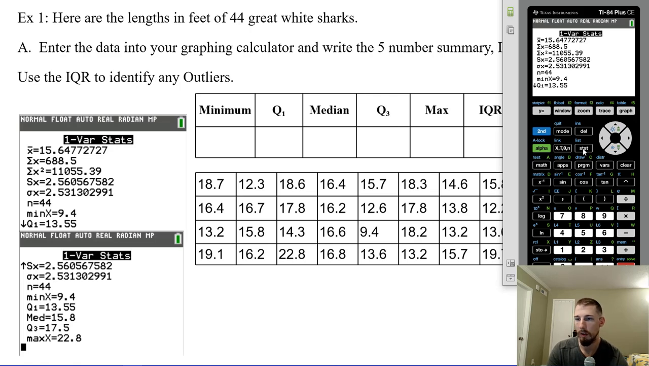The sigma of x is the sum of all the x's, so that's the sum of all the shark lengths together. So if we put them all head to tail, or nose to tail, I don't know how you describe that, that's how long they would be.